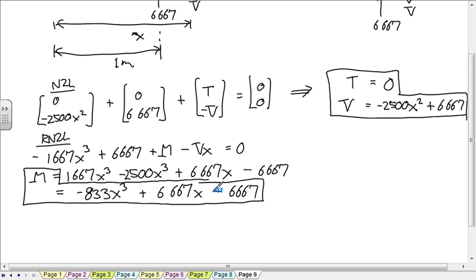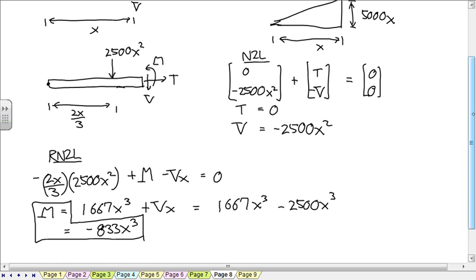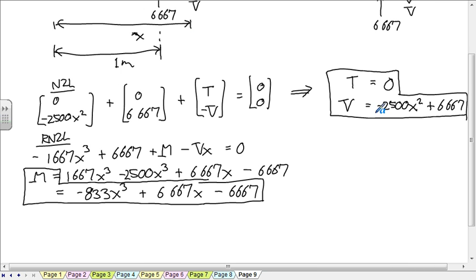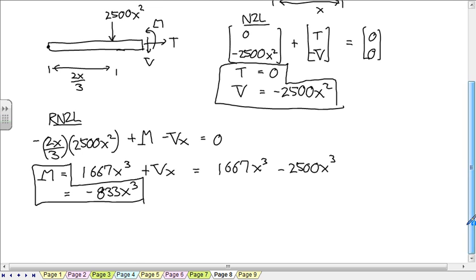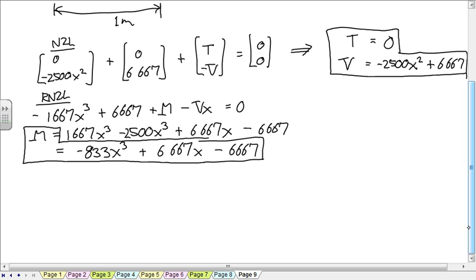So now we have these piecewise functions. T is equal to 0 for everything. V for the first half is equal to this, and for the second half is equal to this. And M for the first half is equal to this, for the second half is equal to this. So what do these functions look like?